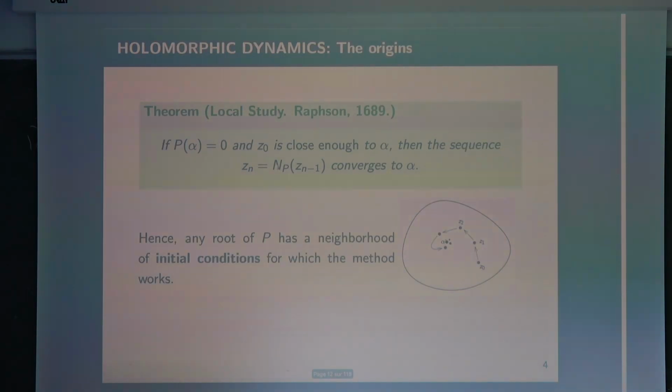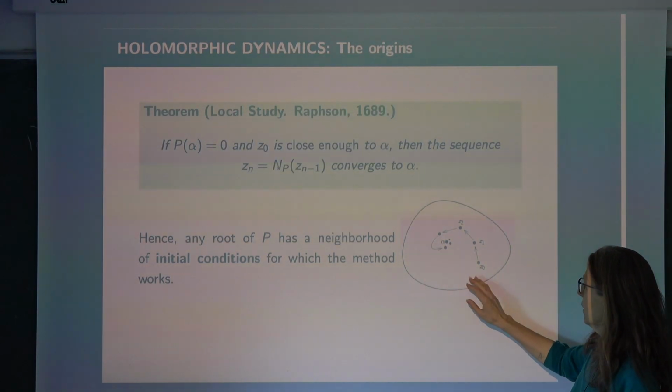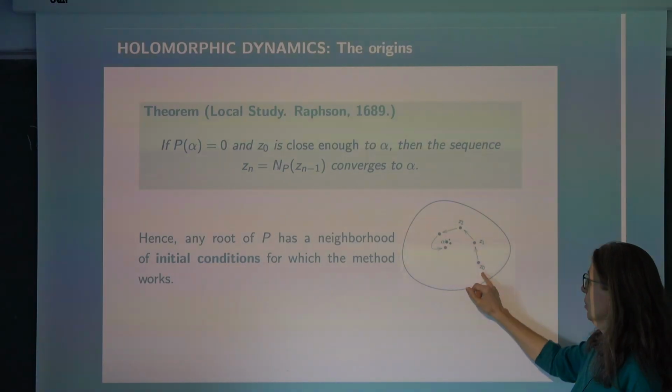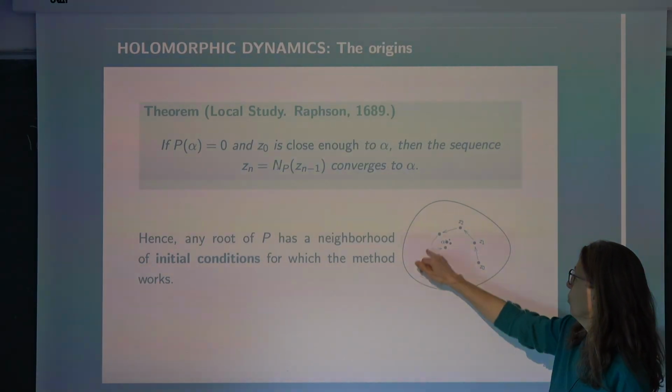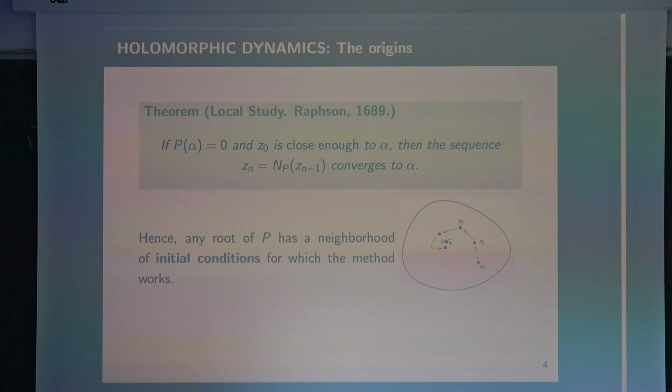The picture you should have in mind is that you have a neighborhood, and for each point z0 in this neighborhood, you may turn and do a lot of things, but you converge to the fixed point alpha.